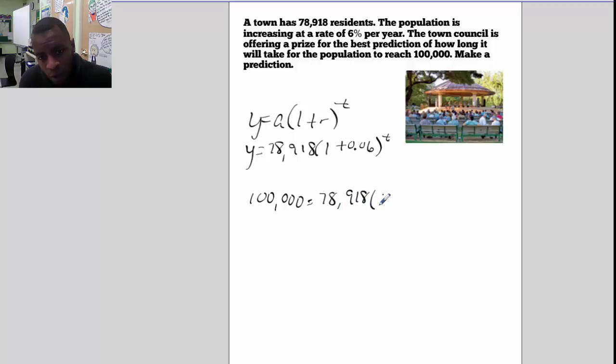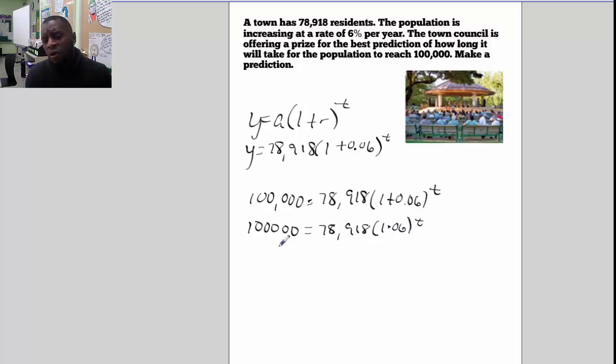Okay, and so we have this exponential equation. All right, and so we can go ahead and collect like terms on our right hand side, so this is going to be 1.06 raised to the t. Just looking at this equation, there's no way that we can write 100,000 as base 1.06. So again, we're going to grab our calculator and make these into functions and find the intersection so that we can estimate how many years it's going to take to reach 100,000 residents.